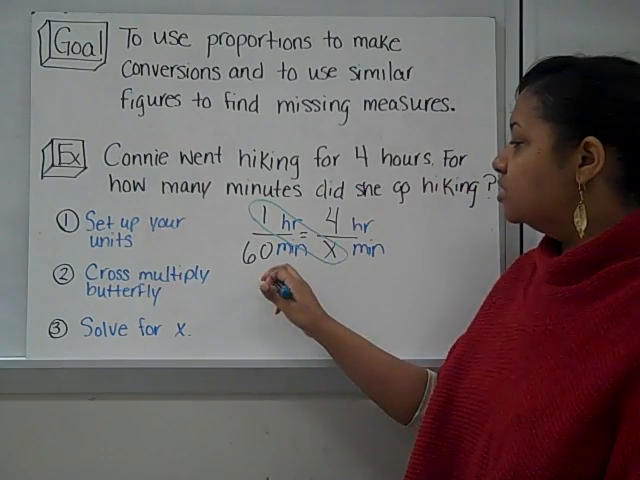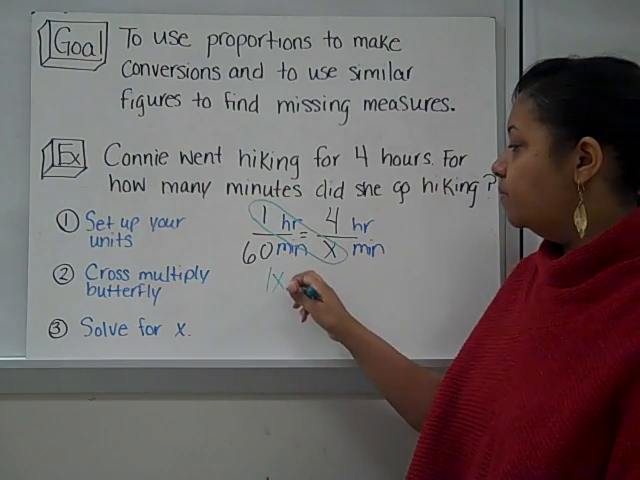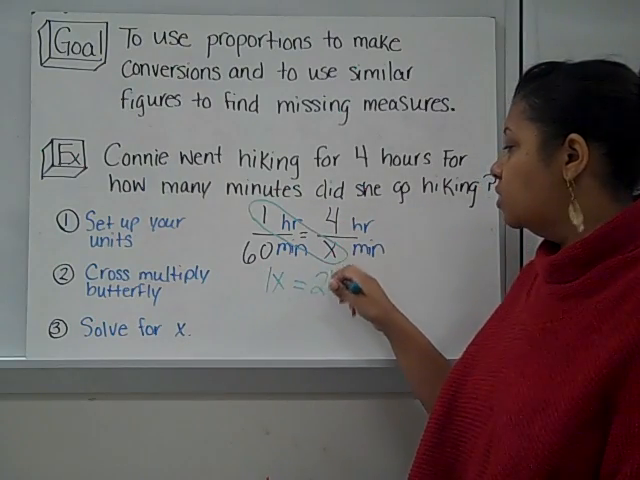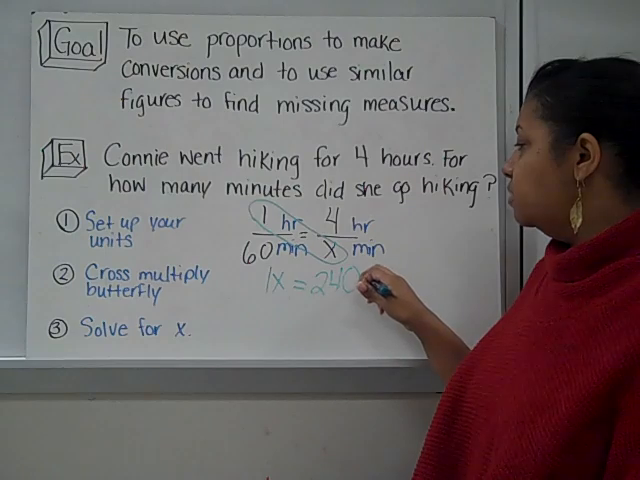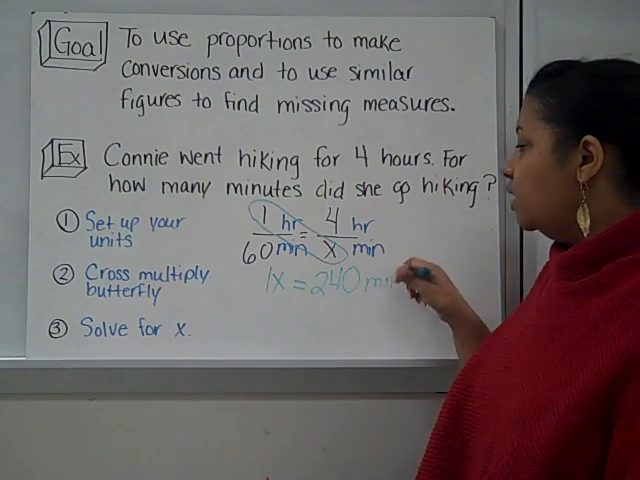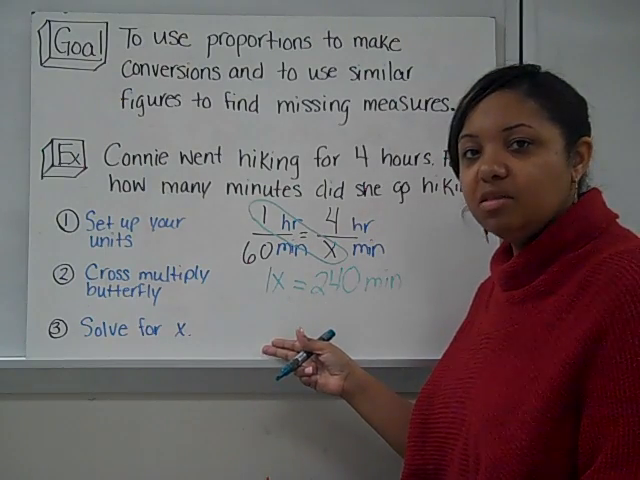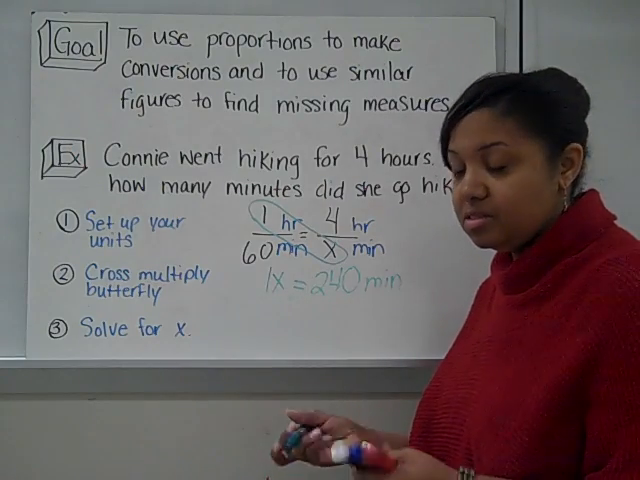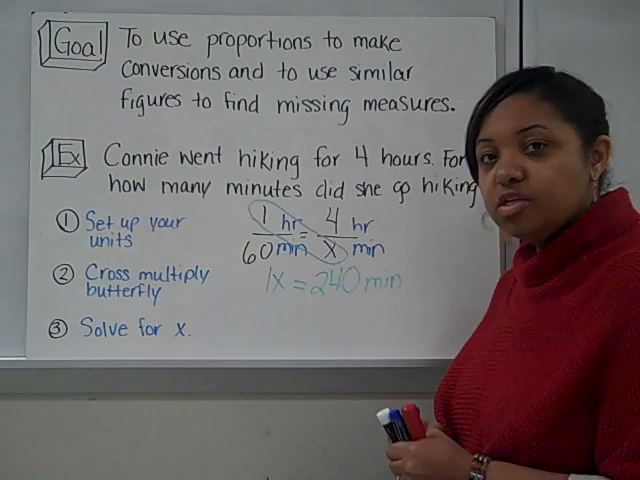So 1 times x is 1x, and then 60 times 4 is 240, and that is minutes. Now, we don't have to divide by anything because the x is already by itself. 1x is just plain old x. Let's look at the next example.